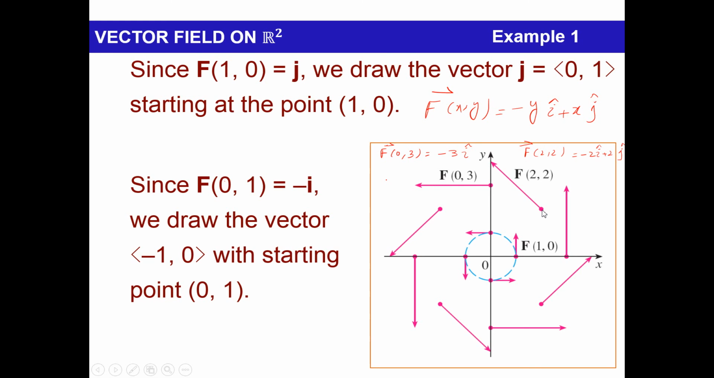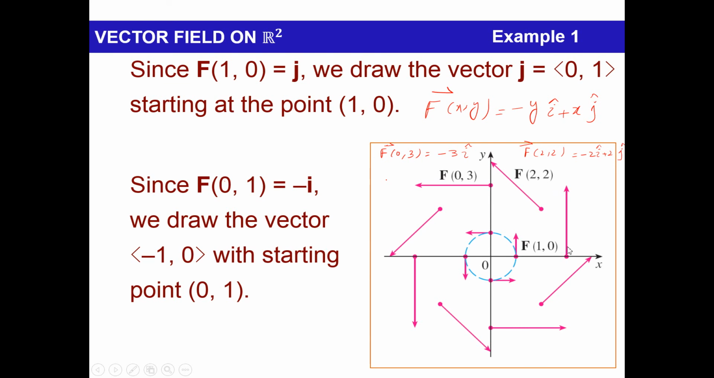Okay, starting point is 2. First we move horizontally, but direction is negative, so we have to move towards left. Okay, 1 unit, 2 units, we are here. After moving 2 units along x-axis in negative direction, now we have to move upwards because positive 2j, upwards 2 units. So this is the ending point. So this is the starting point, this is the ending point. Join these two. Okay, so this is the vector which represents F(2,2).